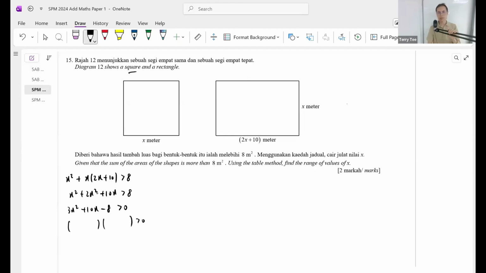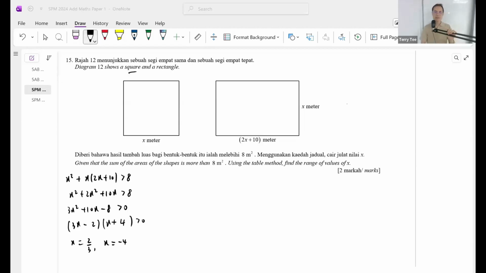Before we solve using table method, we should factorize first. 3 times 8 is 24. What's the factor? I should use 12 and 2, plus and minus, to get 10. Right? The roots are, wait, let me just simplify right nicely, 2 over 3 and negative 4. Okay, so remember table method.